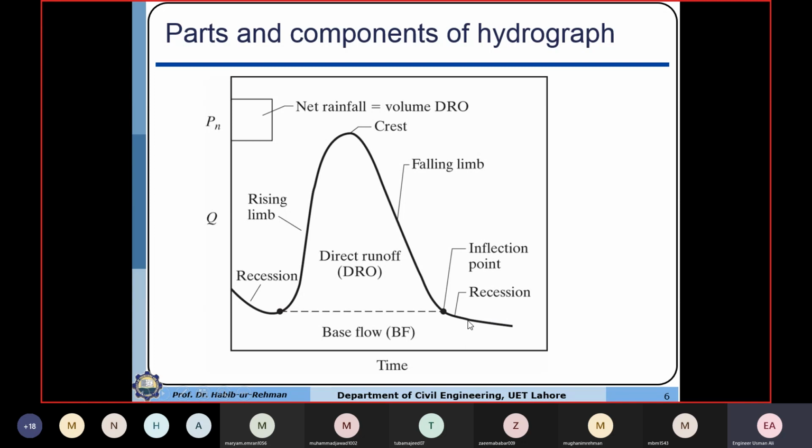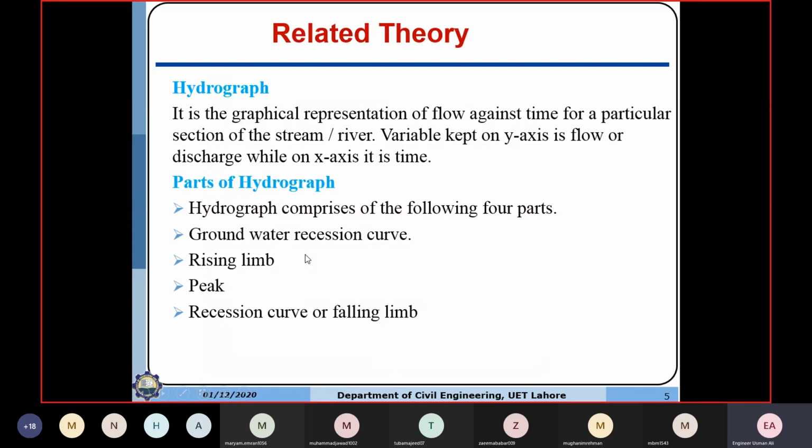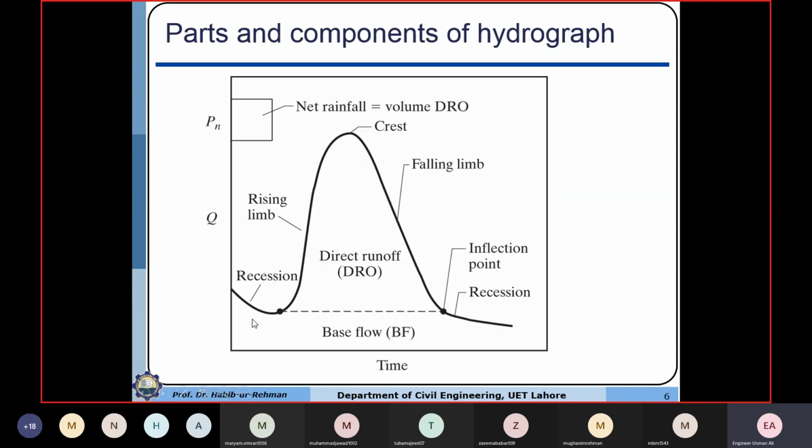Then again, after this effect of the rainfall, when the direct runoff has ceased or finished, we again have the base flow running in the river, and we achieve the base flow recession curve also. So these are the parts of the hydrograph: groundwater recession curve, rising limb, peak and recession limb. These are the result of the rainfall contribution, and then again we have the downstream groundwater recession curve.